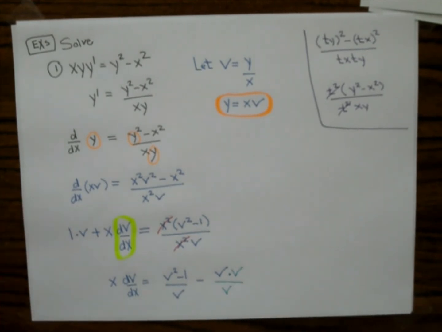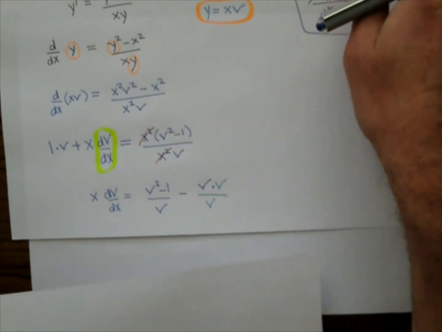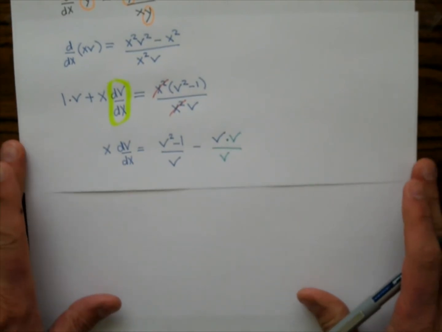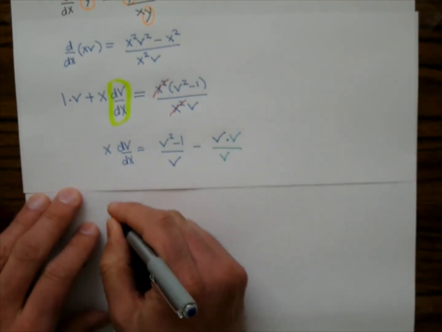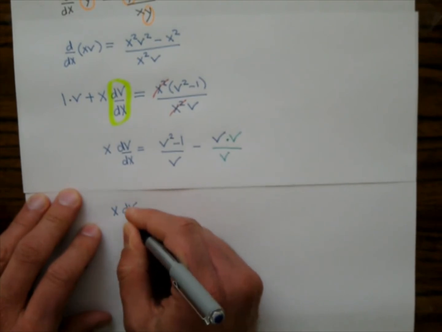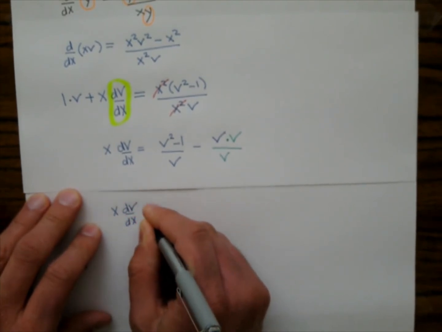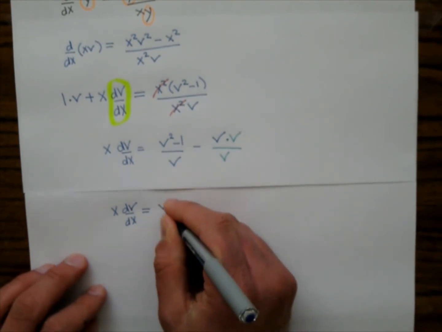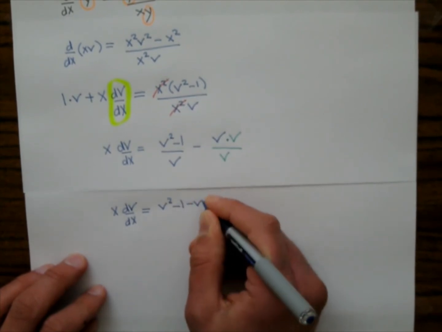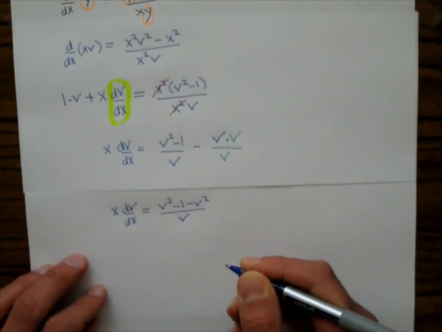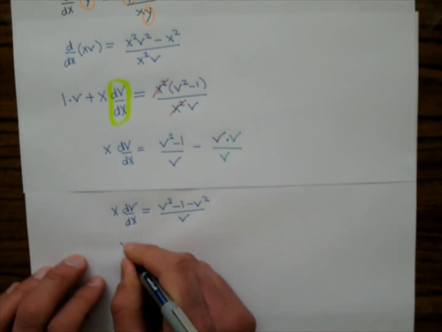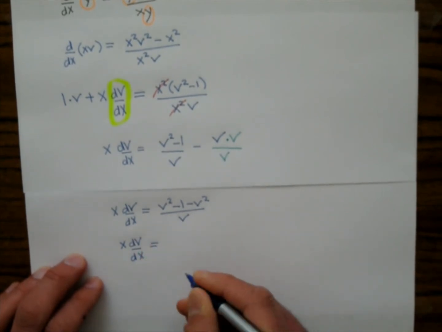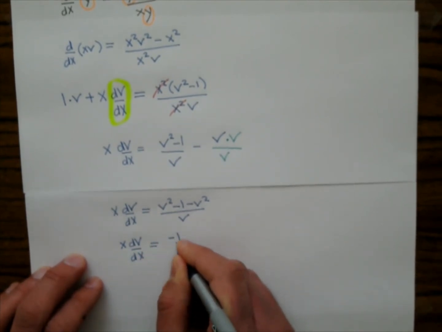And we are going to move down to another piece of paper here. And so, what do I have here? I have x dv dx equals, okay, so look what I have. I have v squared minus 1 minus v squared. Let me just write that out. This is all over v. And this is x dv dx equals, the v squareds are out of there, and I have negative 1 over v.